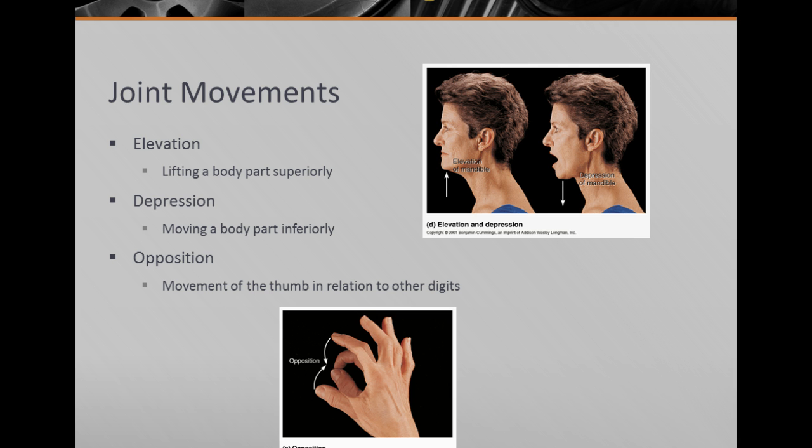Elevation is lifting a body part superiorly, and you see that elevation of the mandible, versus depression is moving of a body part inferiorly. And opposition is movement of the thumb in relation to other digits.